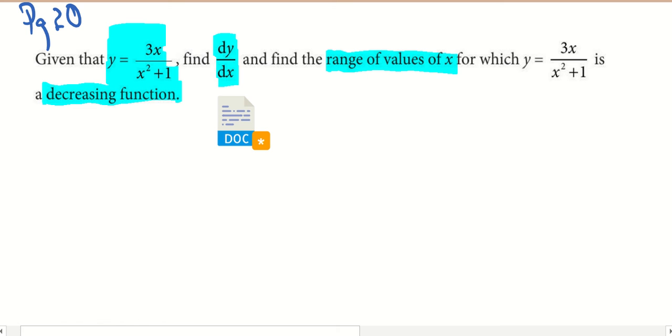What's the meaning of decreasing function? dy/dx is negative, the gradient will be negative. So I write this down first. So basically, I need to solve for these few things.